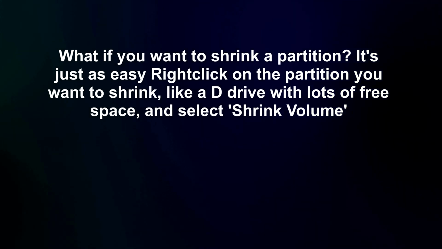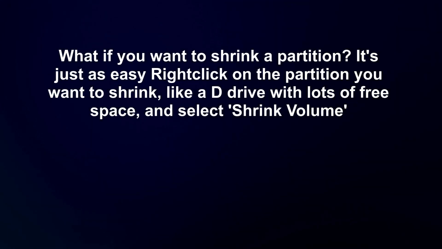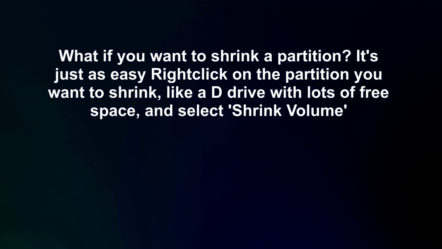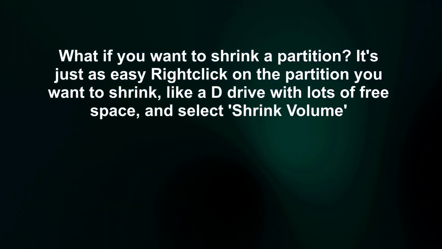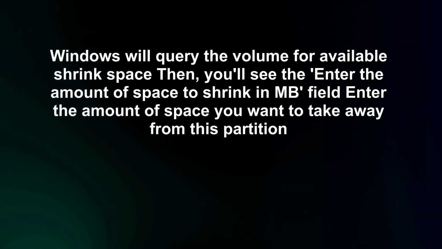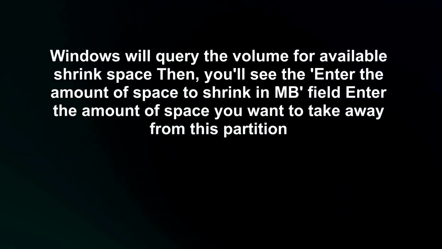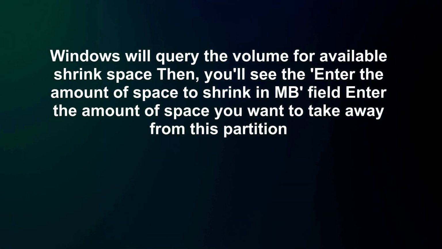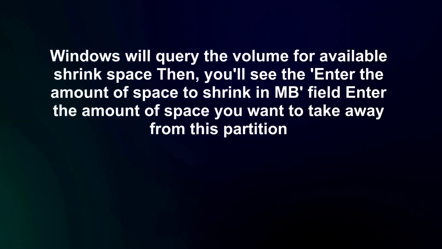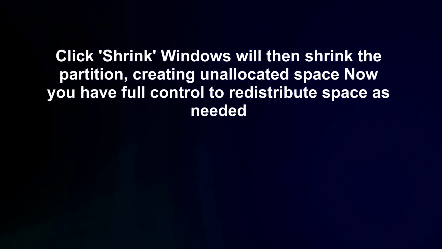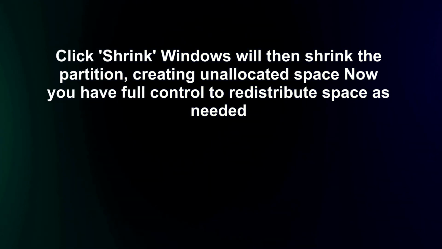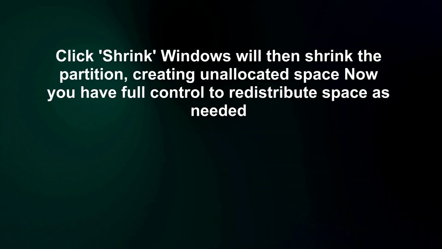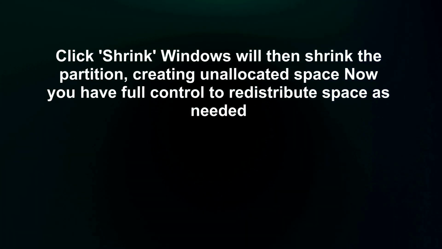What if you want to shrink a partition? It's just as easy. Right-click on the partition you want to shrink, like a D drive with lots of free space, and select Shrink Volume. Windows will query the volume for available shrink space. Then, you'll see the enter the amount of space to shrink in MB field. Enter the amount of space you want to take away from this partition. Click Shrink. Windows will then shrink the partition, creating unallocated space. Now you have full control to redistribute space as needed.